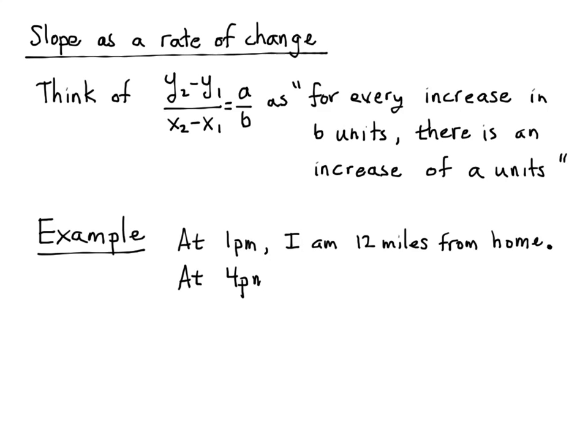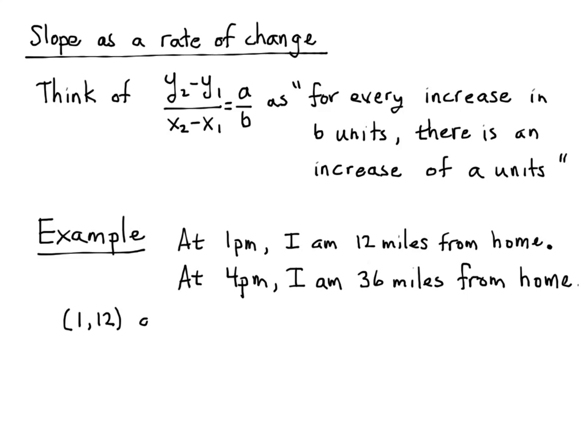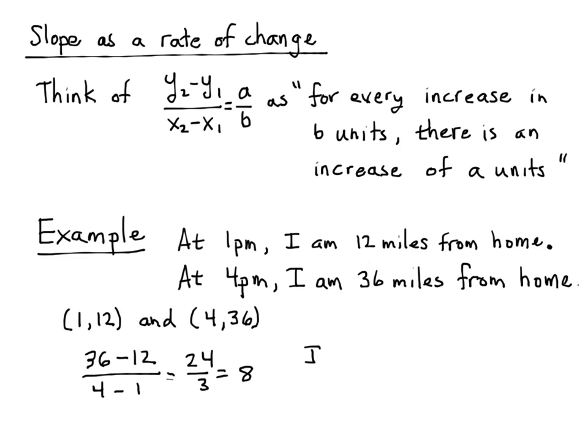Let's say I'm riding my bike. At 1 p.m. I'm 12 miles from my home, and at 4 p.m. I'm 36 miles from my home. So here is a time and a distance; my distance is changing with time. I can take these two facts and make two data points: at hour 1, I'm at 12 miles, and at hour 4, I'm at 36 miles. If I calculate the slope, 36 minus 12 is 24, 4 minus 1 is 3, and 24 divided by 3 equals 8, so I'm traveling 8 miles an hour.